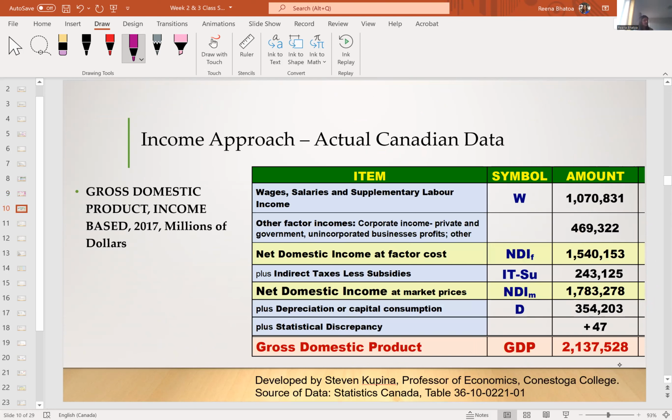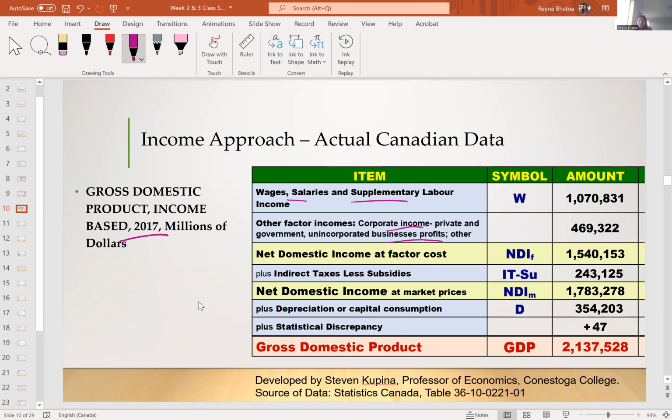Example, same year, 2017, taken from Statistics Canada. So these are the incomes: wages, salaries, supplemental labor income, corporate income, business profits, rent income, farm income, any kind of income.